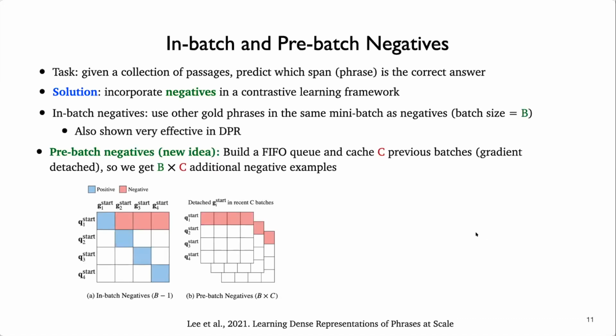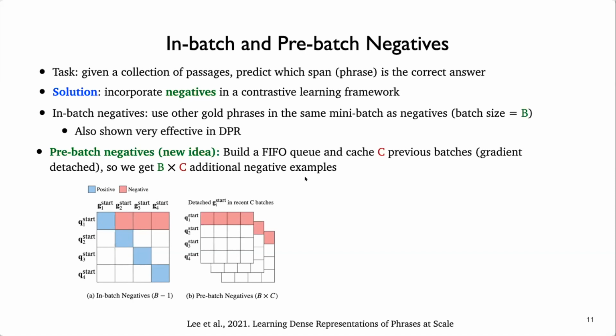In this work, we consider two types of negatives. The first type is called in-batch negatives. The idea is to use other gold phrases in the same mini batch as negatives. In-batch negatives are a very clever and cheap way to obtain a lot of negatives, and this has also been shown effective in previous dense retrieval work.